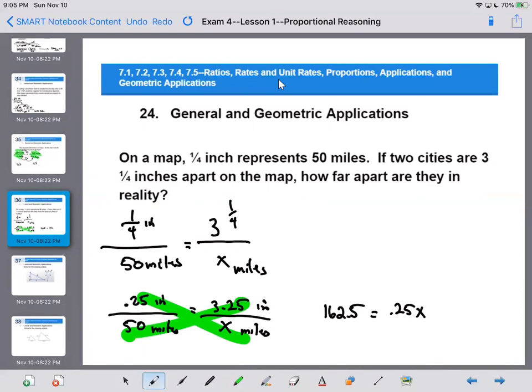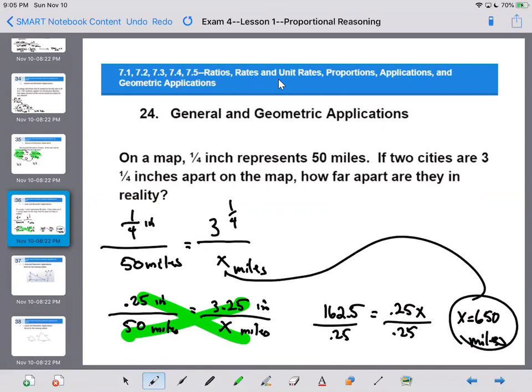So we're going to take 162 1/2 and divide it by 25/100. And we should be getting 650 miles. In reality.